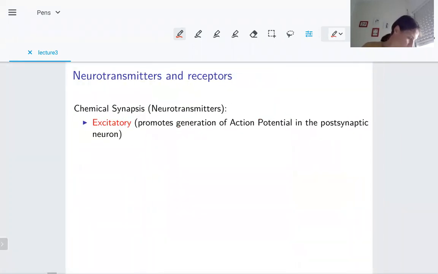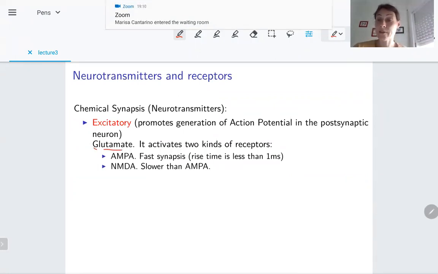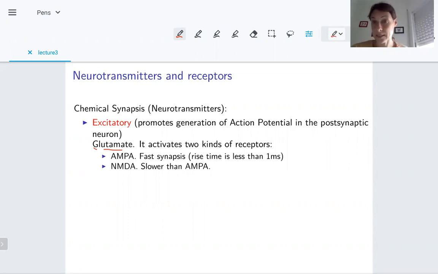More specifically, for chemical synapses that involve neurotransmitters released in the synaptic cleft, when they are excitatory, it means that they promote the generation of an action potential in the postsynaptic neuron. The neurotransmitter typically involved is glutamate, okay? And this can activate two types of receptors. The AMPA receptor gives rise to fast synapses, in the sense that the channels in the postsynaptic neuron open really fast, causing a current that affects the voltage of the postsynaptic neuron. If glutamate binds to NMDA receptors, then these changes are slower.